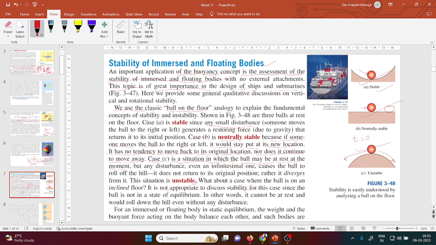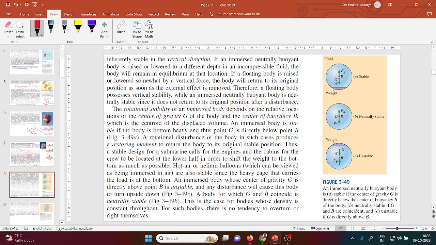Okay, this is how for an immersed or floating body in static equilibrium, the weight and the buoyant force acting on the body balance each other, and such bodies are inherently stable in the vertical direction. If an immersed neutrally buoyant body is raised or lowered to a different depth in an incompressible fluid, the body will remain in equilibrium at the new location.